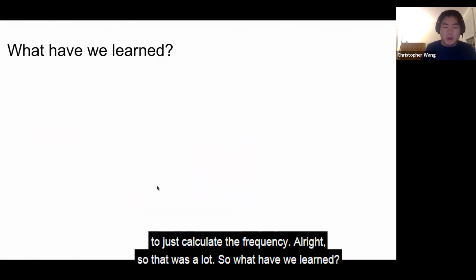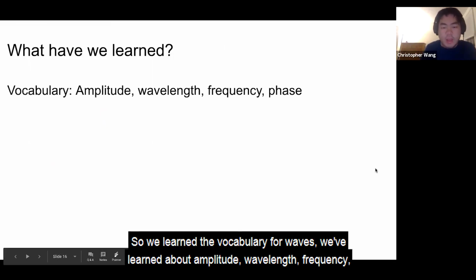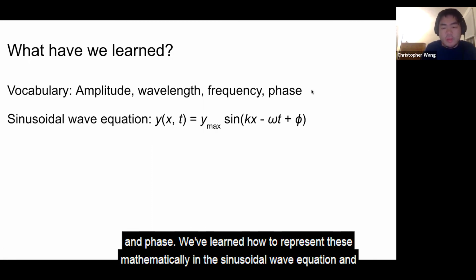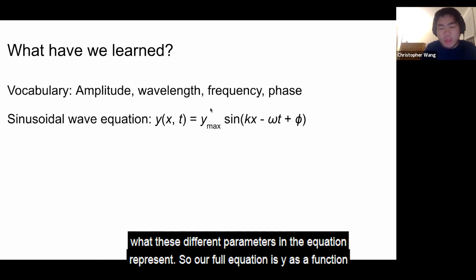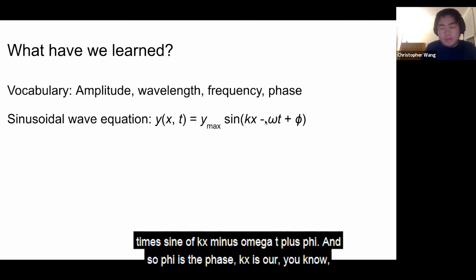Okay, so that was a lot. So what have we learned? We've learned the vocabulary for waves. We've learned about amplitude, wavelength, frequency, and phase. We've learned how to represent these mathematically in the sinusoidal wave equation and what these different parameters in the equation represent. So our full equation is y as a function of x and t equals y max, the amplitude, the maximum possible displacement, times sine of kx minus omega t plus phi.